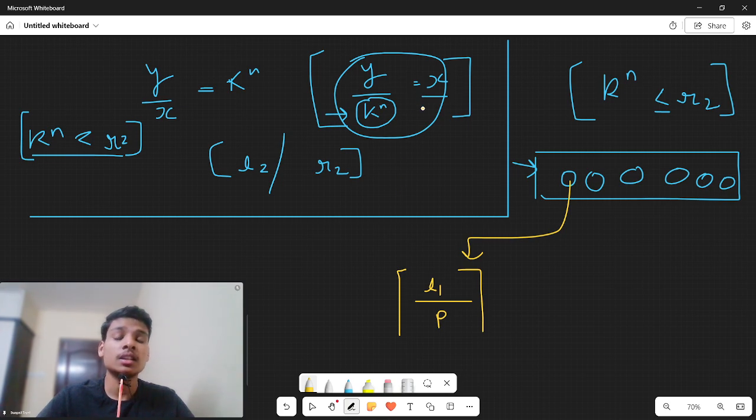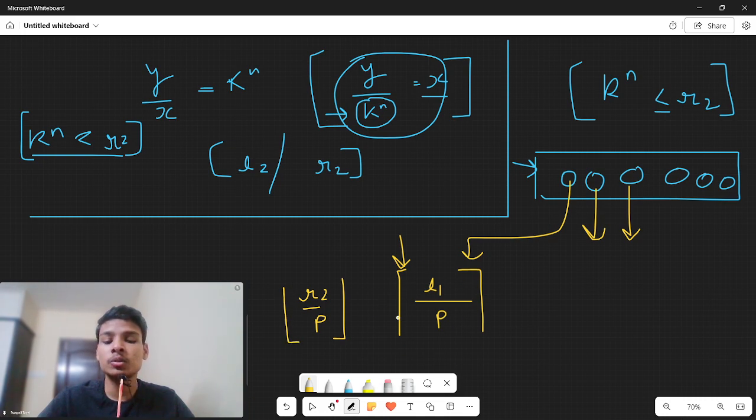Tell me yes or no. Yes, because this is the only condition given to me, because I'm taking the k of n as a power. I'll iterate on each and every one of these powers and find the number of counts. And what is the minimum value? Okay, this is the minimum value. And what is the maximum value? Maximum value will be r2 divided by power and the floor of this particular function. Just divide these two numbers for each and every power, and you'll get your answer.